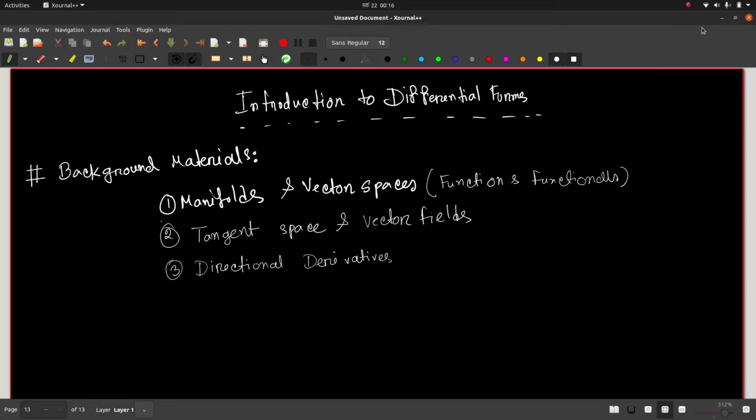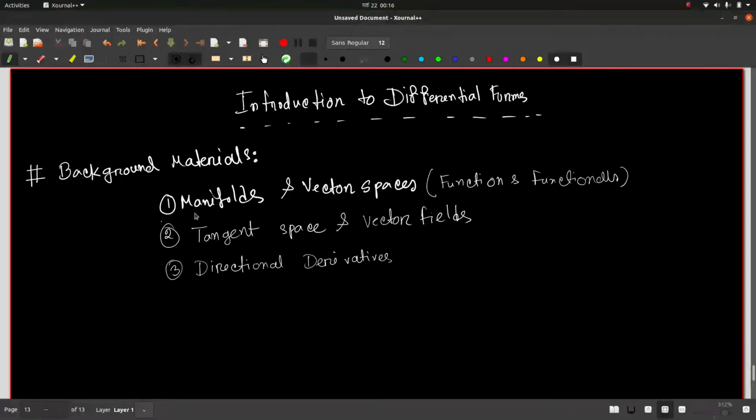Hi everyone. So from this lecture we will try to develop our ideas of calculus on a manifold, and to do that we are going to learn these differential forms, and today we are going to review some background materials that will be necessary for discussing this differential forms thing. As you can see, I have already written some stuff on the screen.